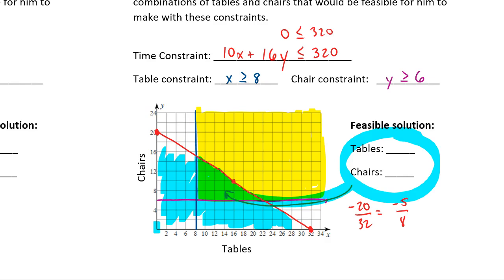So for example, you could even have 12 tables and 10 chairs, and that would be a solution. You could have 10 tables and 6 chairs, and that would have worked. So anything on those lines or in that triangle would meet all of those criteria. So that is how you would answer that question. Hopefully that answers the questions you had from this last part of your Rainbow Review.